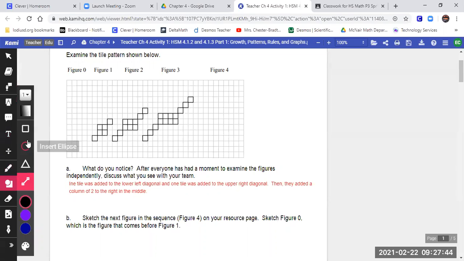Okay, we're gonna go get our shapes and get our square. Now, if they added 1 on the lower right and 1 on the lower left and 1 on the upper right on the diagonal, plus 2 as a column in the middle, if we got rid of those from figure 1, what would be left? If we take off the bottom left diagonal, take off the top right diagonal, and get rid of 1 column in the middle, what's left?